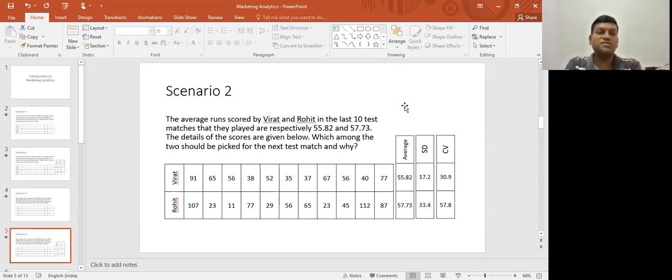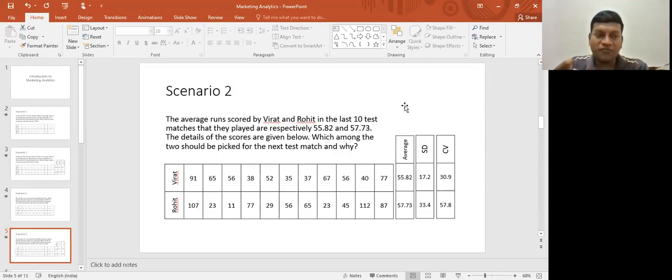However, when it comes to consistency, which is what is most sought after in a test match, you want the person to score a certain high score repeatedly. When it comes to that, you find that Virat is significantly more consistent. His CV, or coefficient of variation, is 30.9, which is obtained by dividing the standard deviation by the average. That standard deviation is 17.2 for Virat Kohli, and it's significantly larger, almost double, 33.4 for Rohit Sharma. So he has a much higher standard deviation, which means he is unlikely to perform consistently.